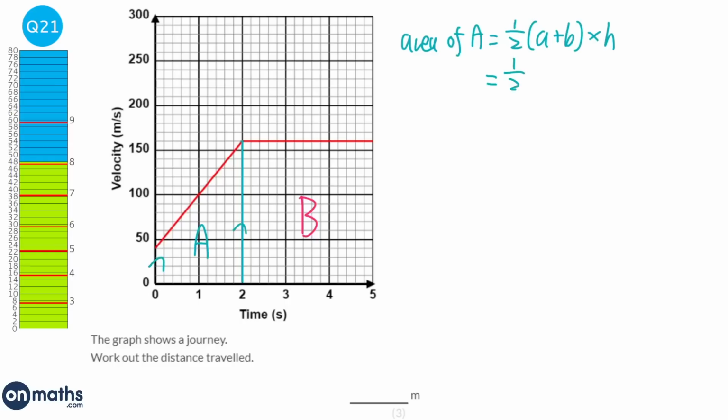So it's going to be half times this part here, which is 40, plus this point here, which is 160. And then the height is actually the width. So the height is this bit here, so that's going to be times 2. Those will cancel out, the half and the times 2, so that would be 200. And similarly, to work out the area of B, it's just width times length.